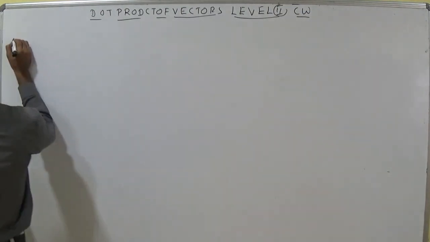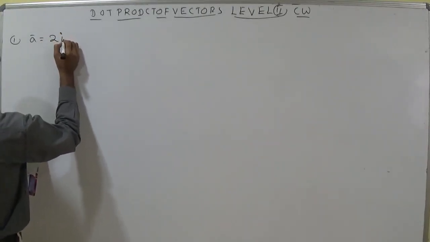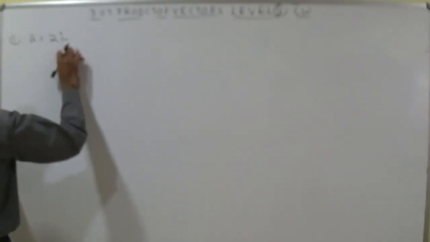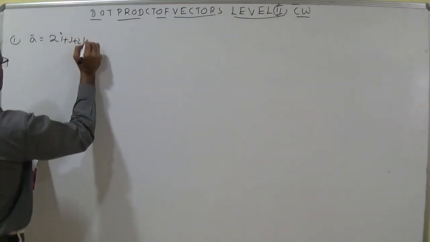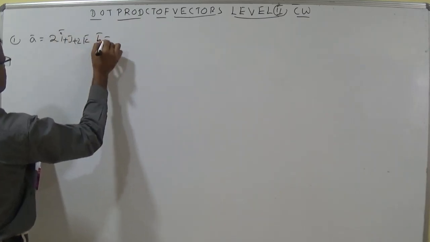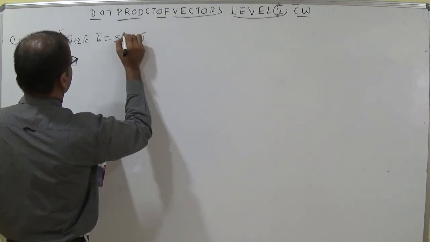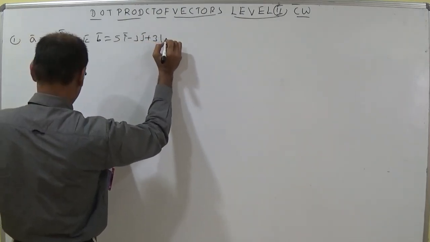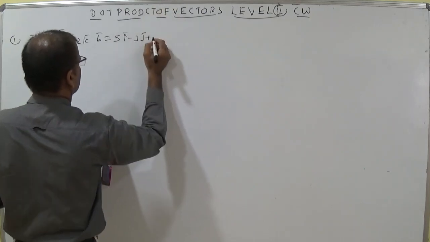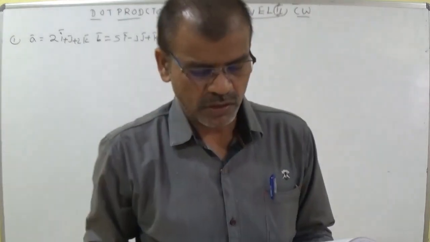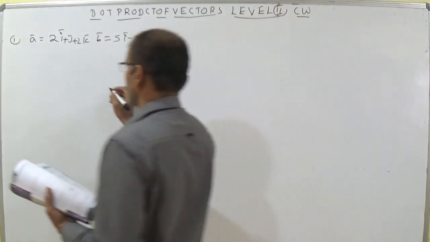First one: if A bar is equal to 2i plus j plus 2k, and B bar is equal to 5i minus 3j plus k, then find the length of the component of vector B bar perpendicular to A bar.